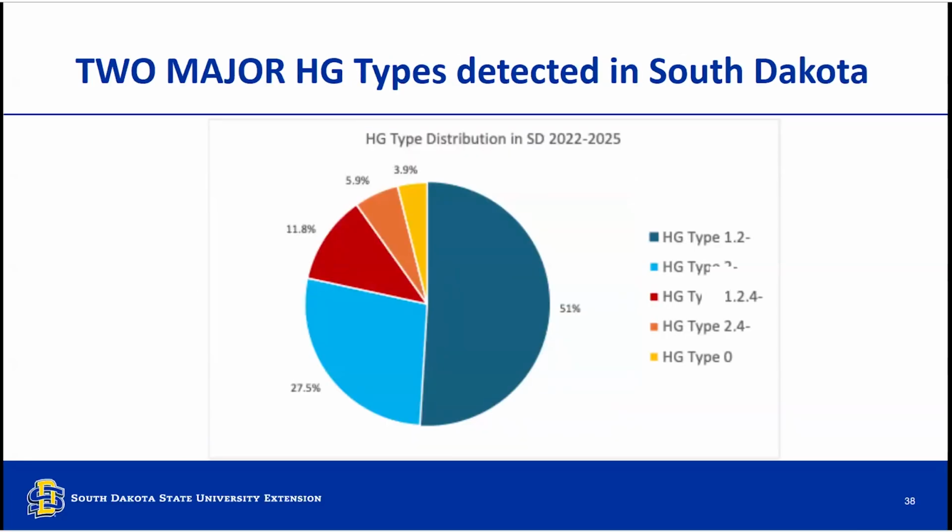With the sampling that the grad students and the extension plant pathologist group has done, we did a major HG typing to see which HG types were being detected in South Dakota. There are two major HG types detected. It was the 1.2 and the 2 out there.